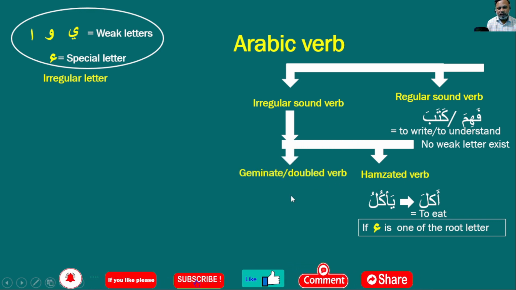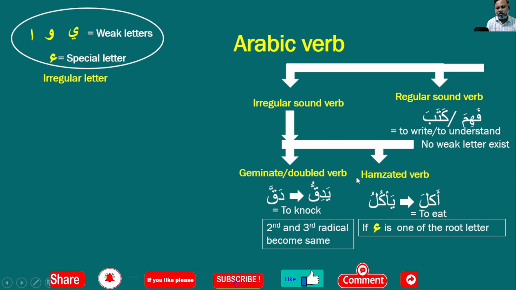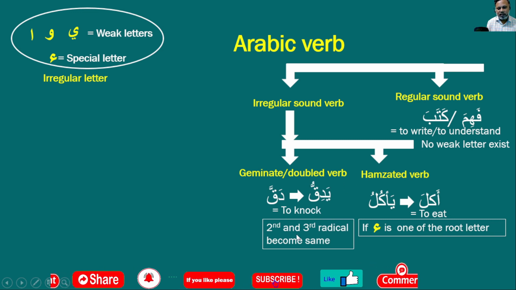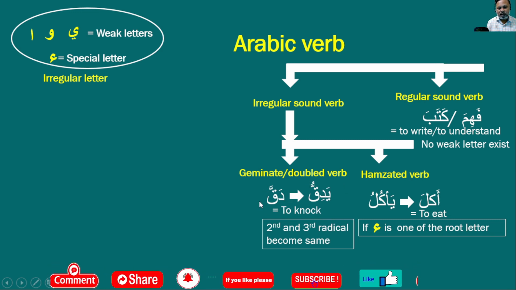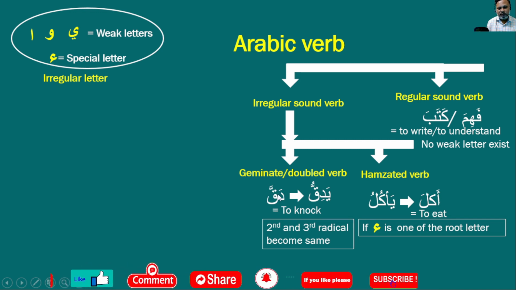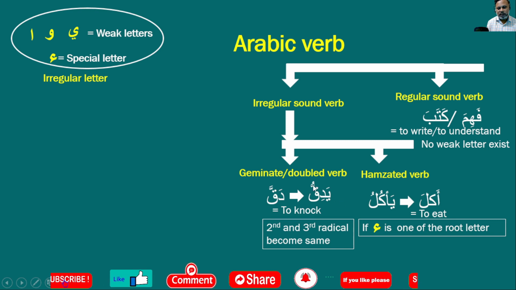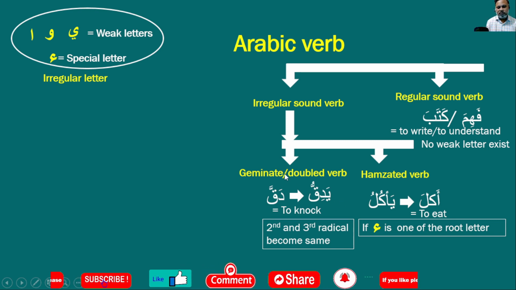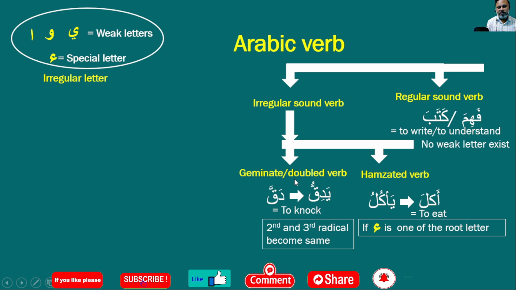And the second category is the geminate or double verb. If the second and third radicals are the same, like dakka, where the second and third letters are both kaf, it is written like this: dakka, yadikku. So this is the double verb or geminate verb.